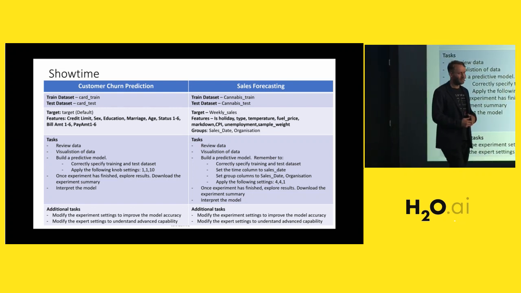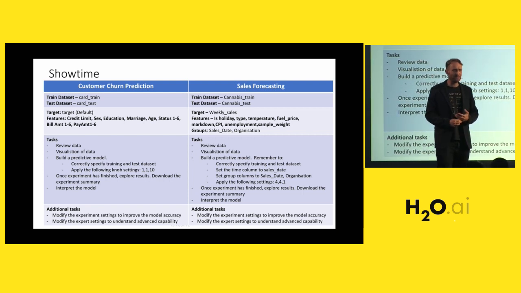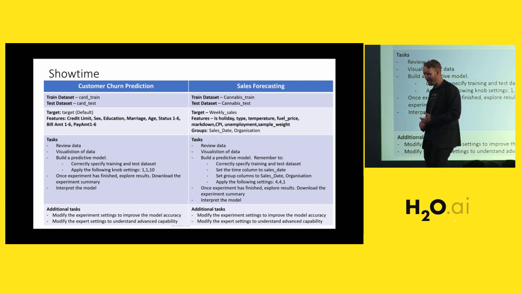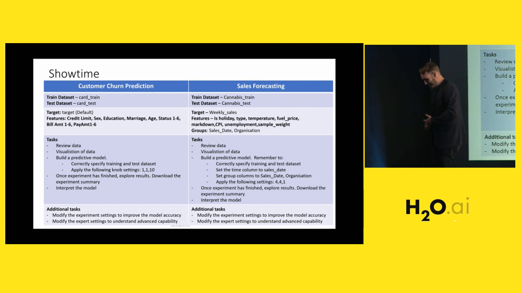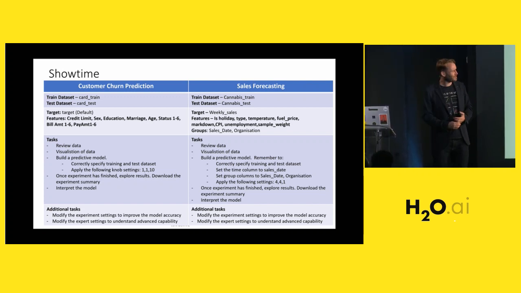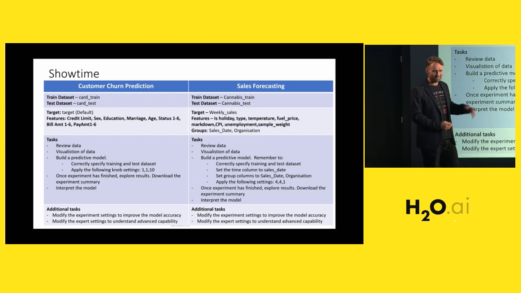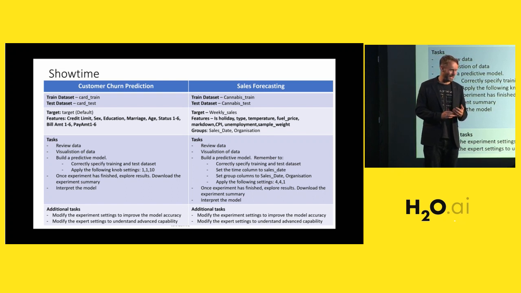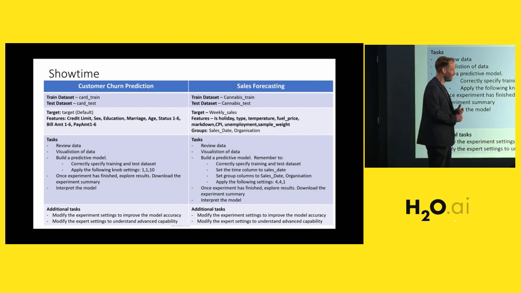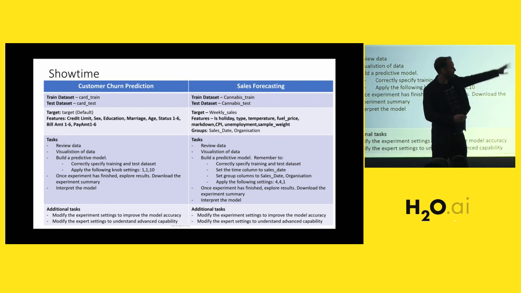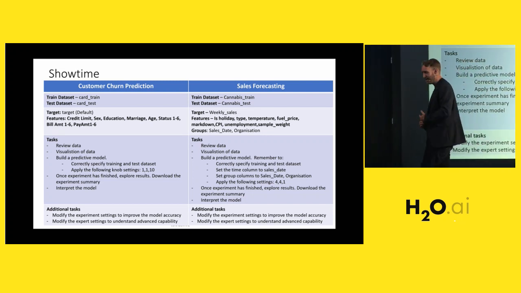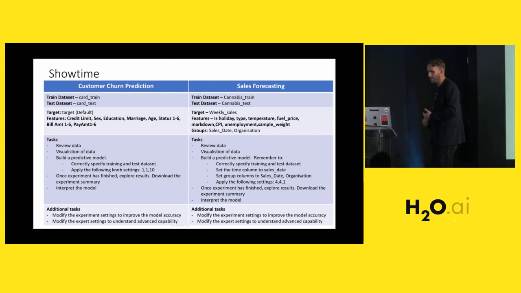There is an opportunity to do some sales forecasting as well. Because we are based in Mountain View, we're actually looking at a very unusual data set called cannabis train. California is a state in America where marijuana is legalized. So we're going to look at some cannabis data to forecast sales across a number of different organizations.